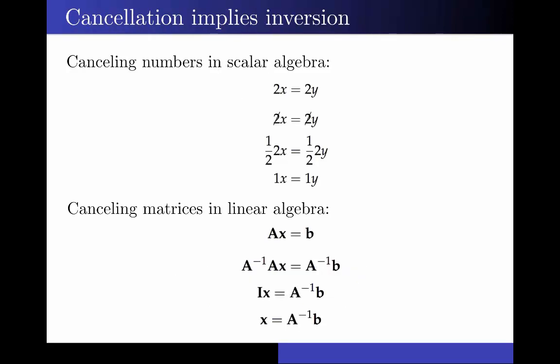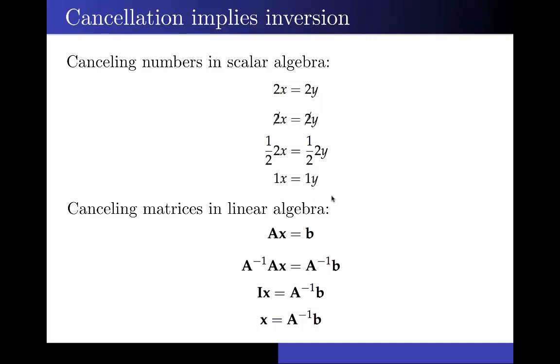When you're used to doing this in scalar algebra, what you're really doing is not crossing out numbers. Crossing out numbers is not an operation, right? What you're doing is you're multiplying both sides of the equation by the inverse of, in this case, 2. And when I do that, I get the multiplicative identity, which we rarely write down once we do enough examples because it's a waste of ink. Because 1x is just x, and 1y is just y.